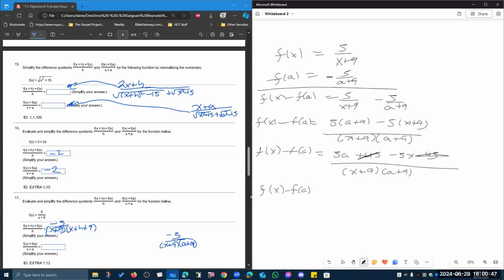I know I want to get an x minus a to show up, so I'm going to factor out that negative 5. Time to divide by x minus a. That's going to give me a negative 5 over x plus 9 times a plus 9. Look at that. That's exactly what we said we should get.